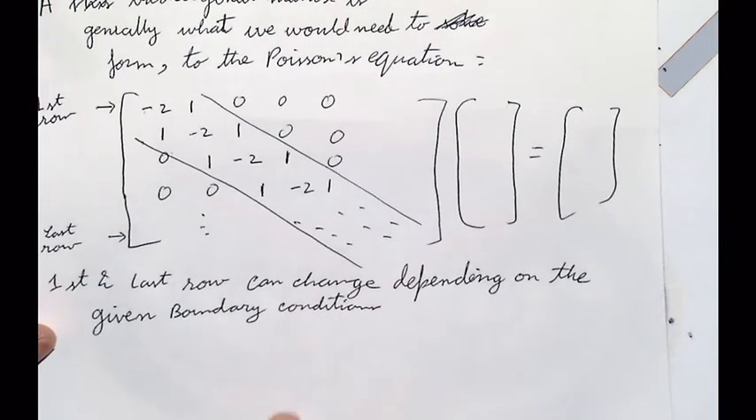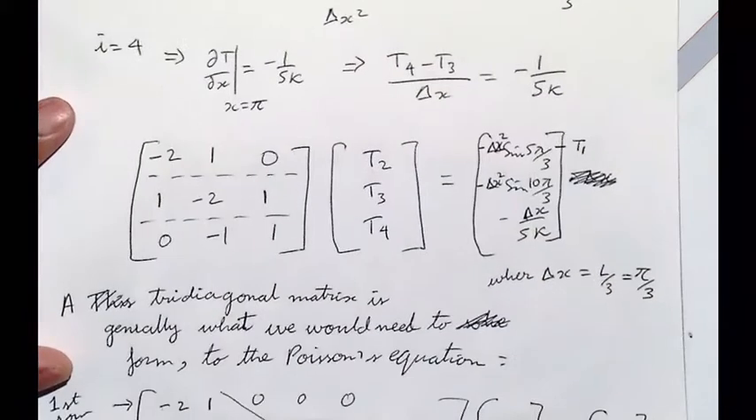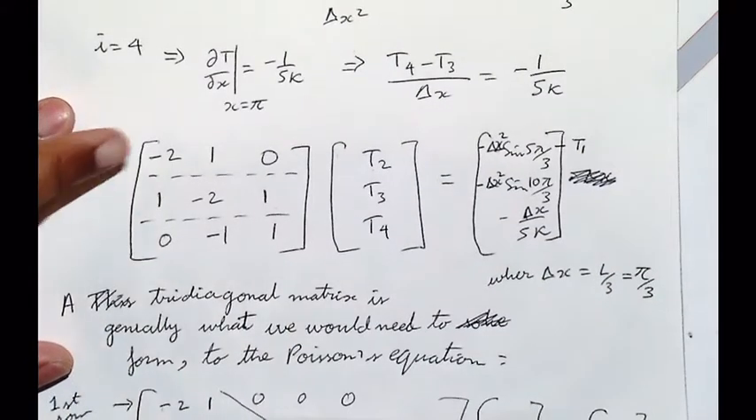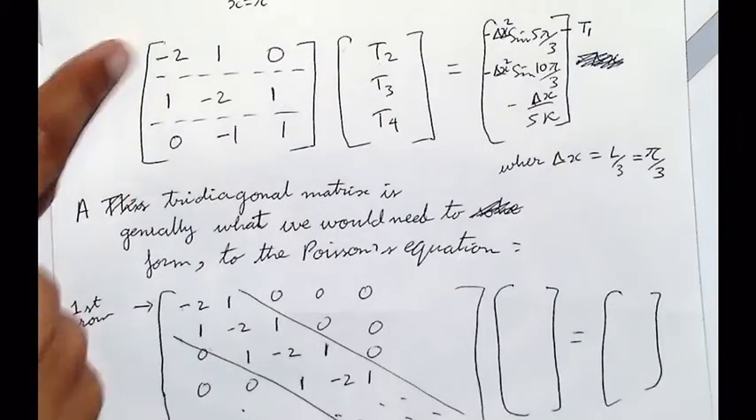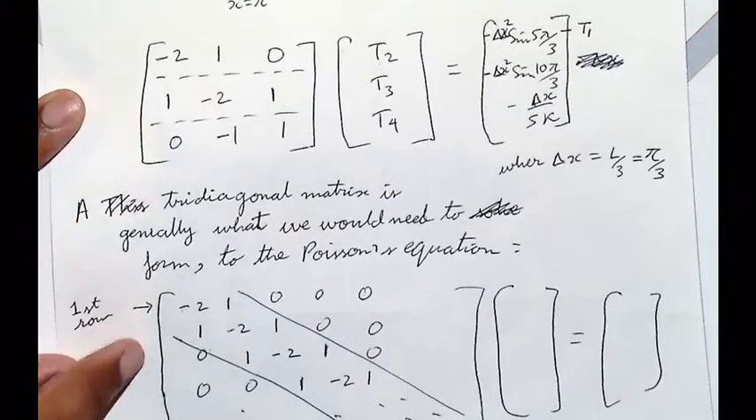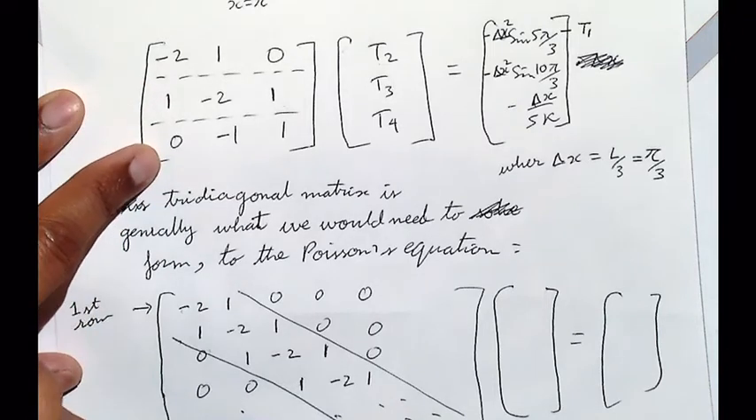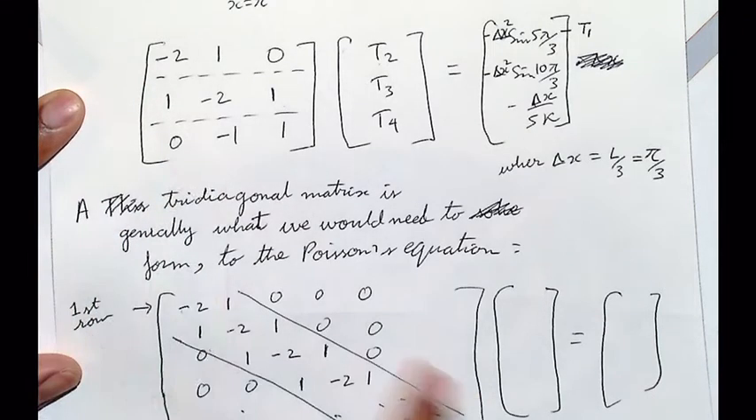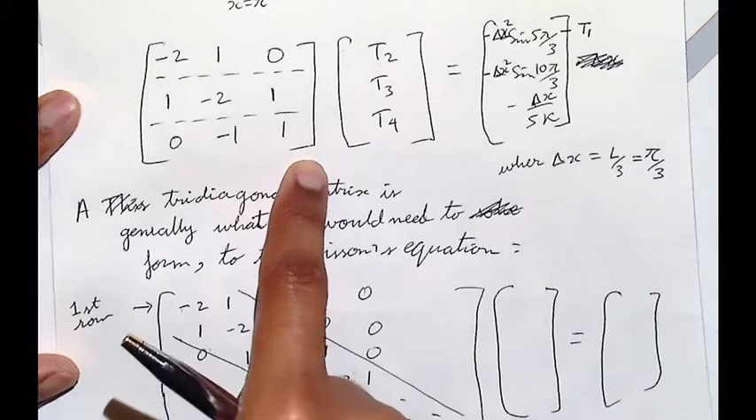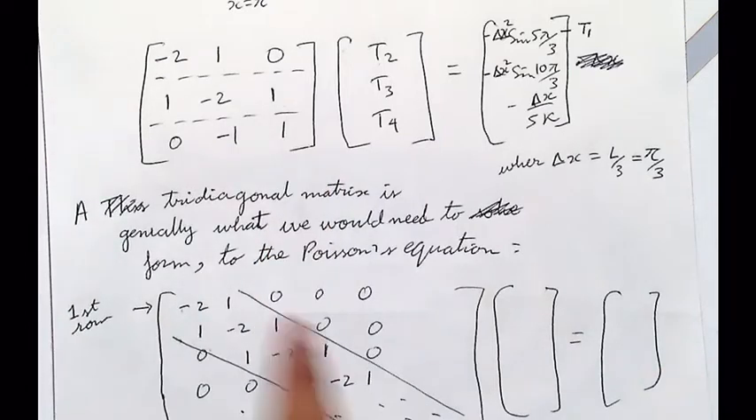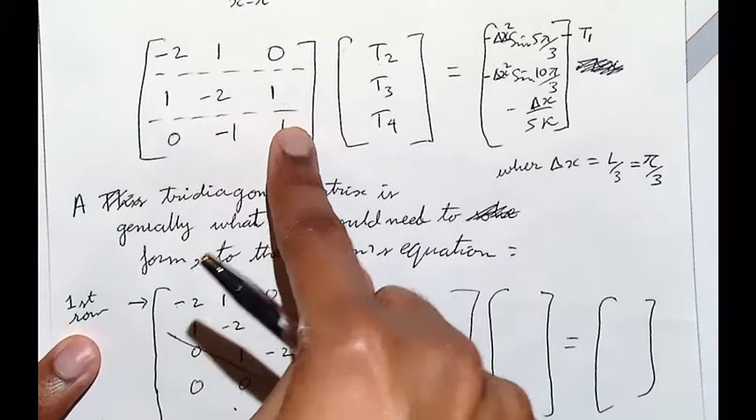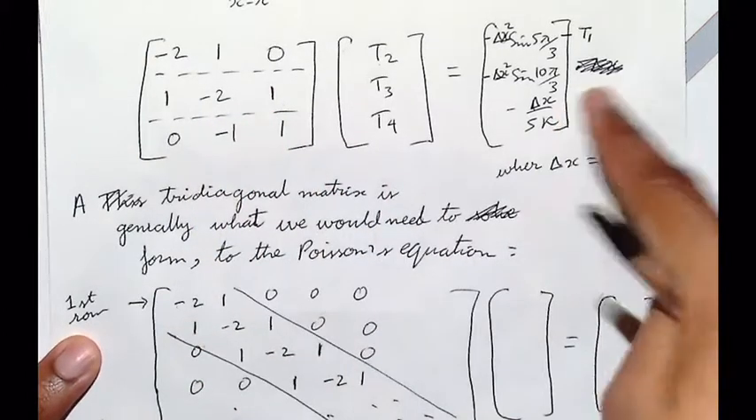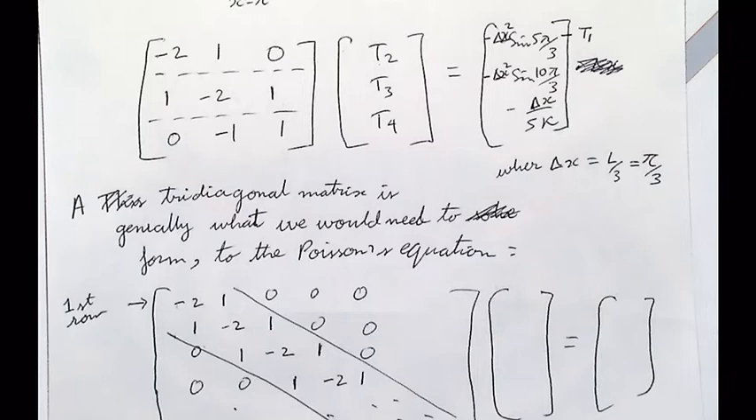Okay, so if we just go back to our simple 3 by 3, we see the first row looks similar. The second row looks almost the same. The third row is quite different because we had a Neumann boundary condition. If we had the Dirichlet boundary condition, we would again have a 1 over here and a minus 2 over here, and the T end would go on the other side.